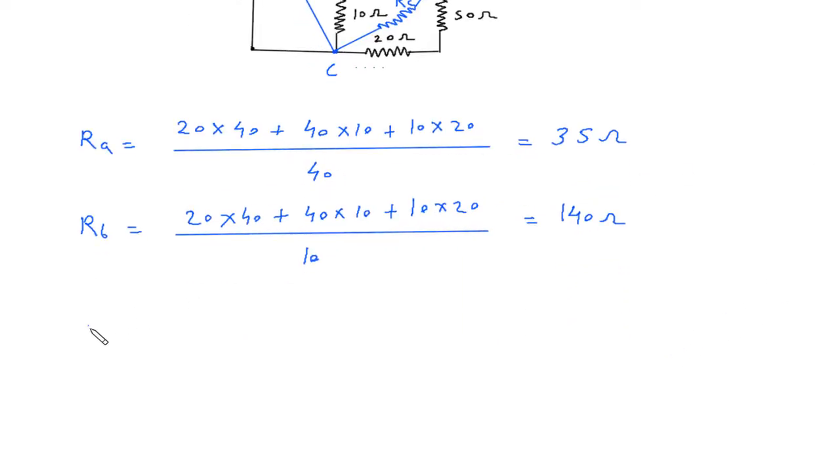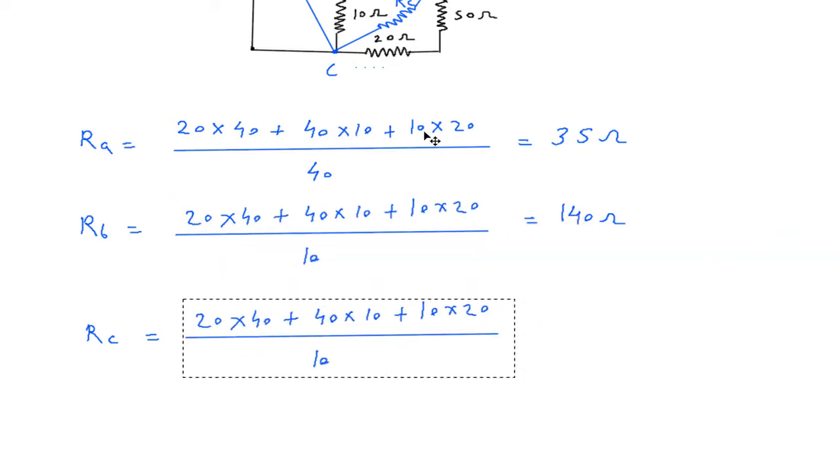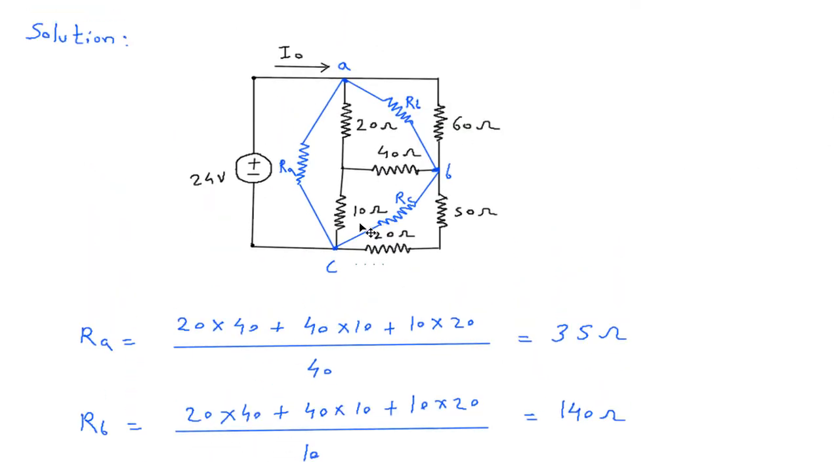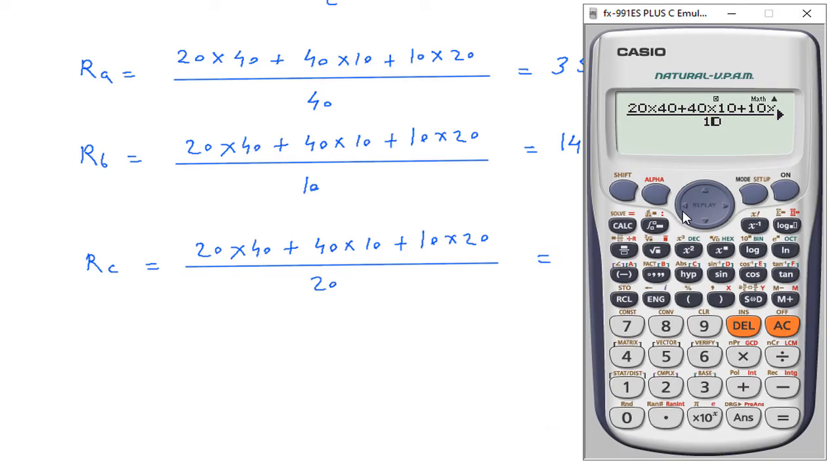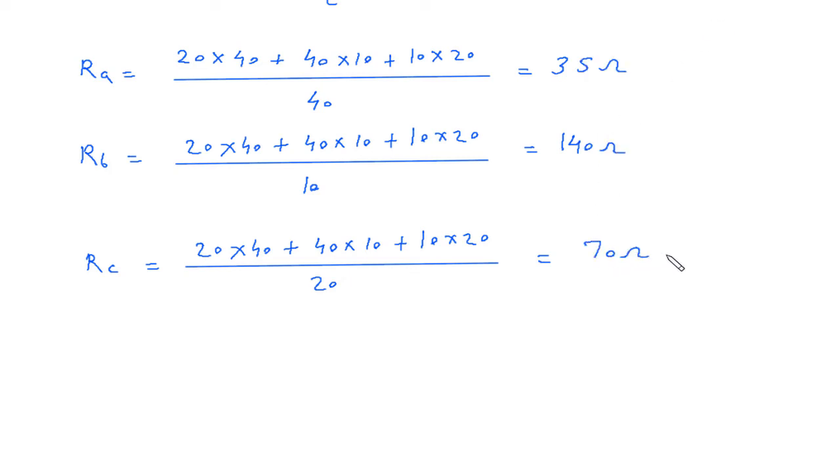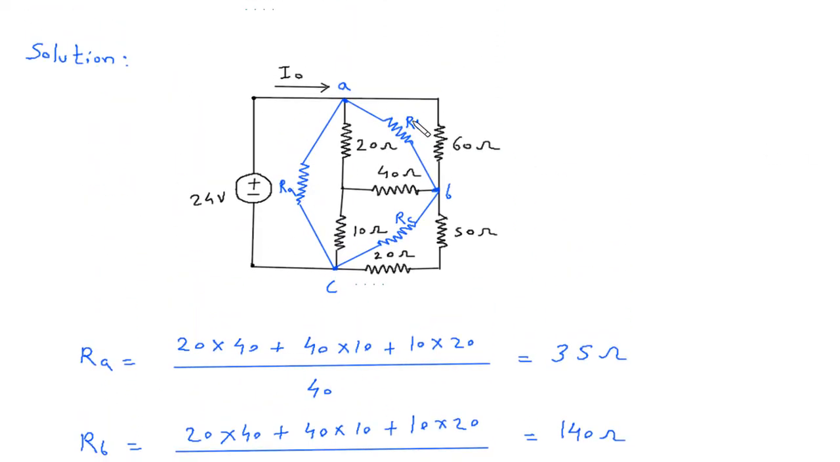Next we have to find RC. So RC is equal to 20 into 40, the same value, just we have to replace the denominator. So to find RC, the denominator will be this 20 ohm. Now we have the value of RA, RB, and RC. We will redraw the circuit again.